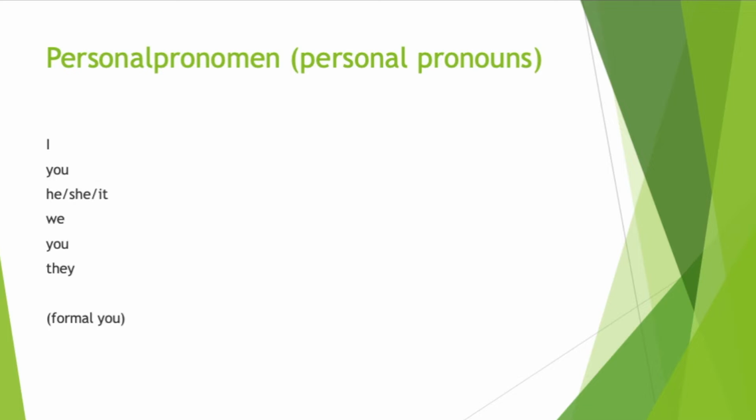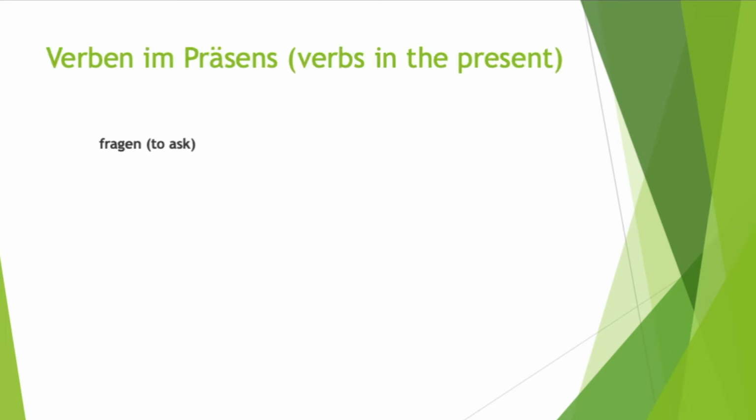Okay, now one last time, all in the right order. Let's just say these together now. Ich. Du. Sie, es. Wir. Ihr. Sie. Okay, good job. You're doing amazing. Now let's talk about verbs.